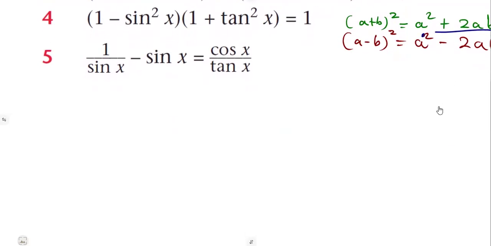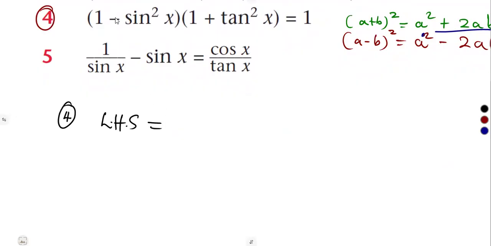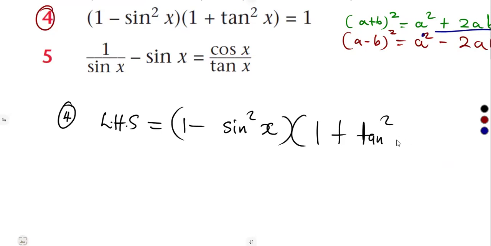So if we are to work out this question here on question number 4, the left-hand side, we are supposed to get a 1. This is what exactly it means. All right. So let's say number 4, working with the left-hand side. This is what we have on the left-hand side, 1 minus the sine squared of x. There is a bracket there, 1 plus the tan squared of x, like this.